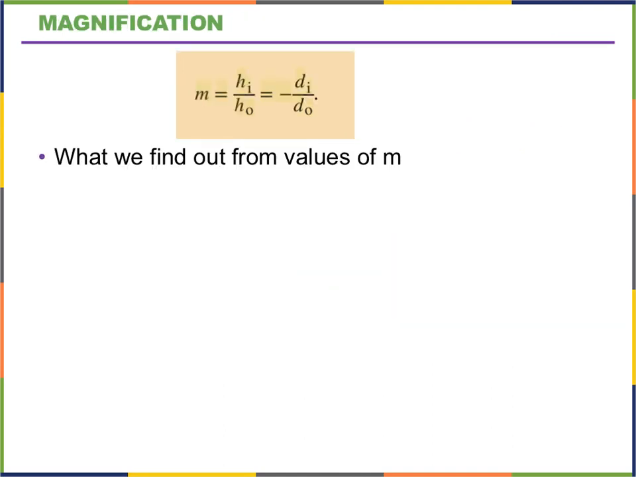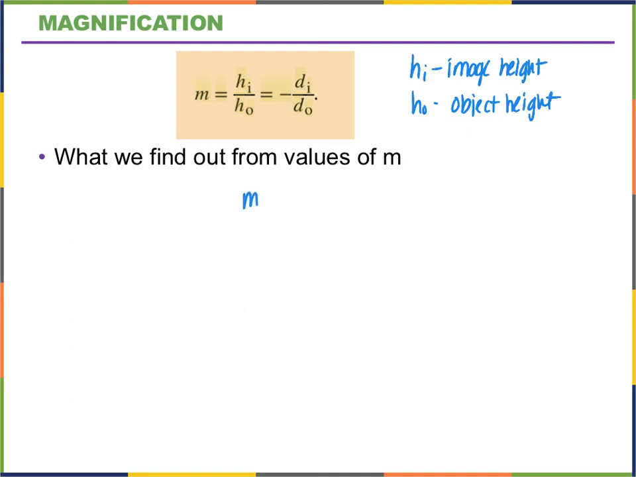Another thing that we like to know about is, as I said, sometimes the images are enlarged or upright or inverted, etc. And so we call this the magnification. The magnification here, H sub I is the image height, and H sub O is the object height. It makes sense that the magnification would be the ratio of the image height to the object height, because that would tell you how big it is. But it's also related to the image distance and the object distance. And so there are some different values that you can get for M.